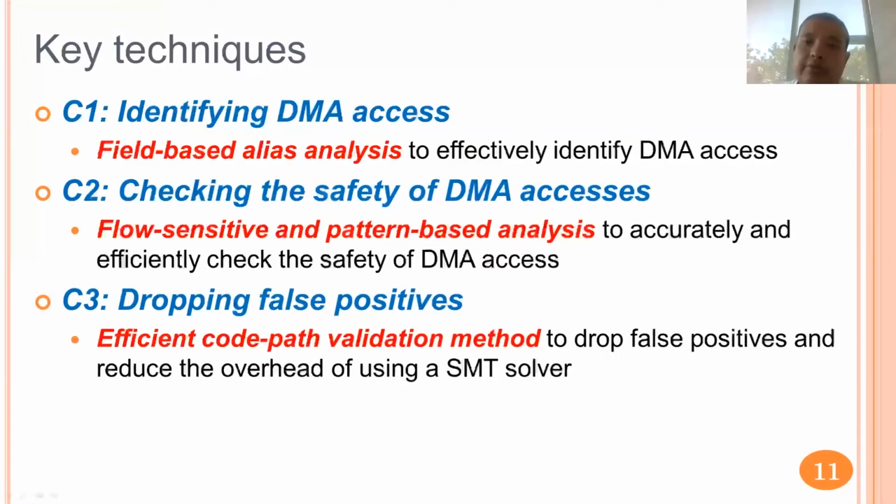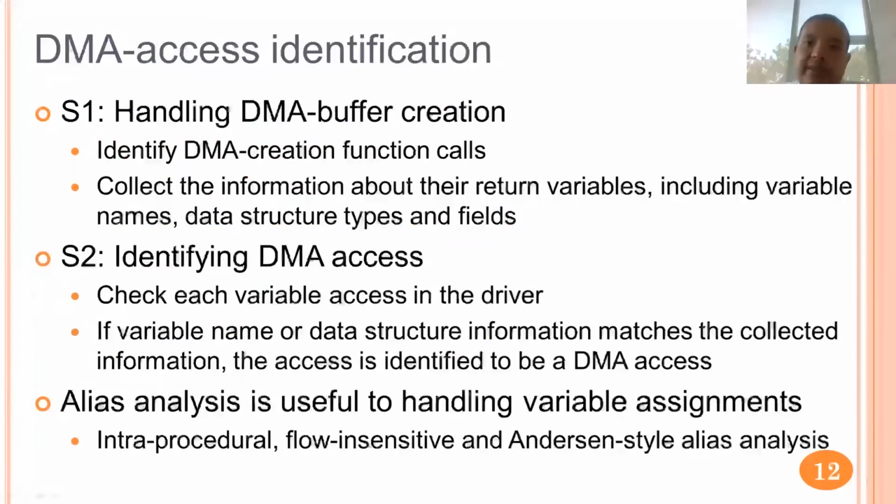First, we propose a field-based alias analysis to effectively identify DMA access from driver code. Second, we propose a flow-sensitive and pattern-based analysis to accurately and efficiently check the safety of DMA access. Finally, we propose an efficient code path validation method to drop false positives and reduce the overhead of using an SMT server. Now let's see how to identify DMA access.